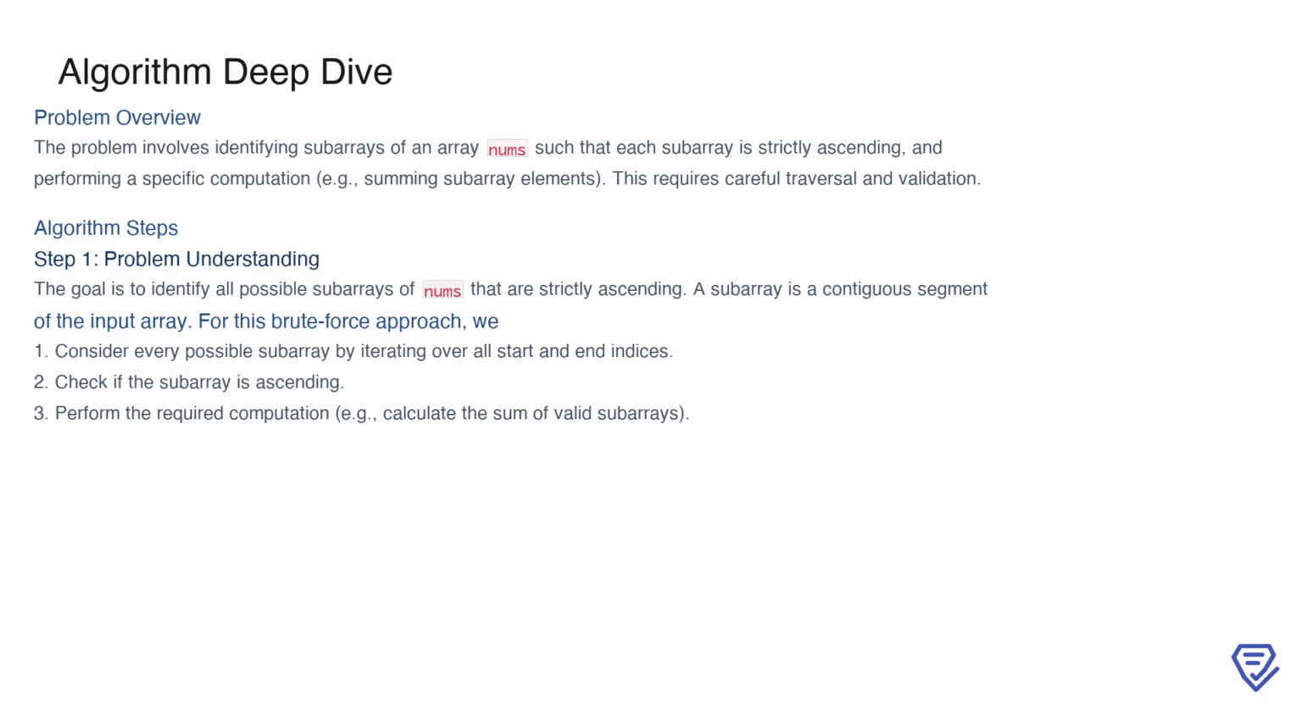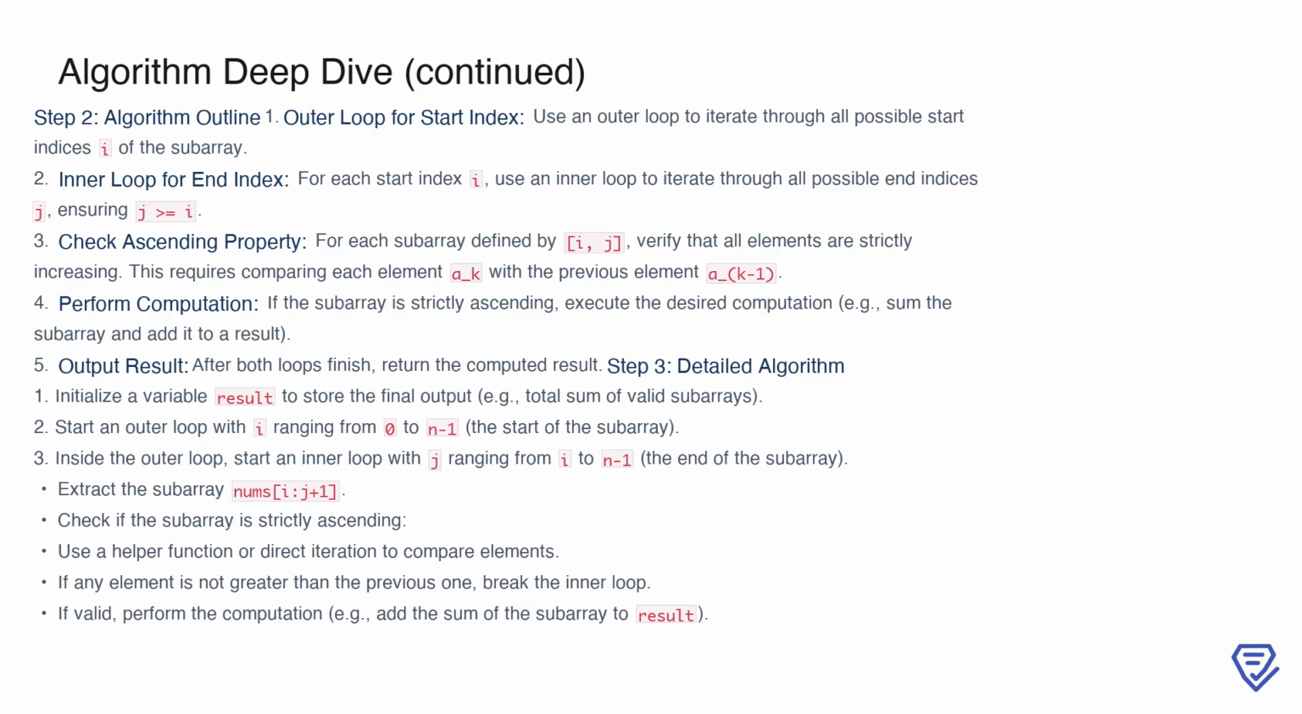The brute force approach involves systematically considering every possible subarray, validating whether it is ascending, and calculating the sum if it is. This gives us a clear path to break down the problem and ensure we capture all valid subarrays for computation. Now, let's outline the brute force algorithm to solve this problem. First, we use an outer loop to iterate over all possible start indices of the subarrays, denoted as i. Then, for each start index i, we use an inner loop to iterate over the possible end indices j, ensuring that j is greater than or equal to i.